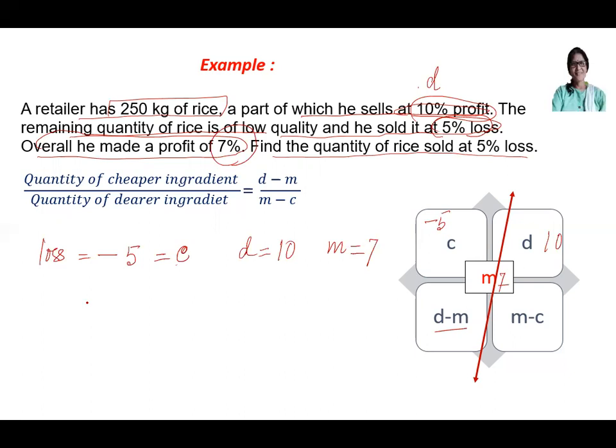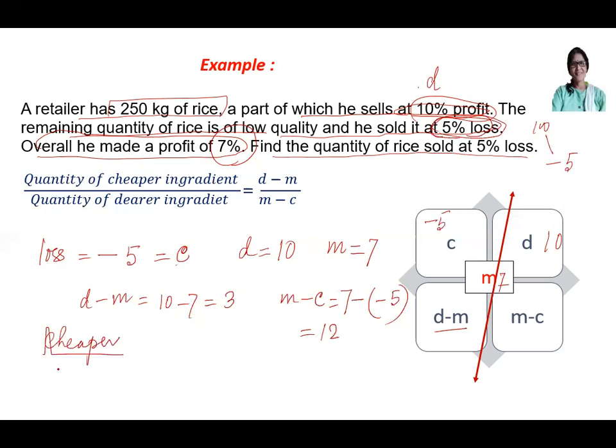So what is D minus M? D minus M is equal to 10 minus 7, that will be 3. And M minus C is equal to 7 minus -5, that will be 12. Again, I repeat, when there is a 5% loss, it is below 100, so I will write -5. So now the ratio of cheaper to dearer is equal to D minus M by M minus C. This will be 3/12, that will be 1/4.